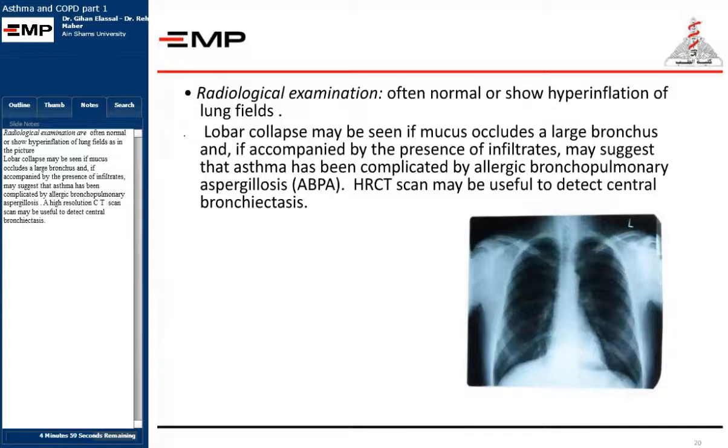Radiological examinations are often normal or show hyperinflation of lung fields as in the picture. Lobar collapse may be seen if mucus occludes a large bronchus and, if accompanied by the presence of infiltrates, may suggest that asthma has been complicated by allergic bronchopulmonary aspergillosis. A high-resolution CT scan may be useful to detect central bronchiectasis.